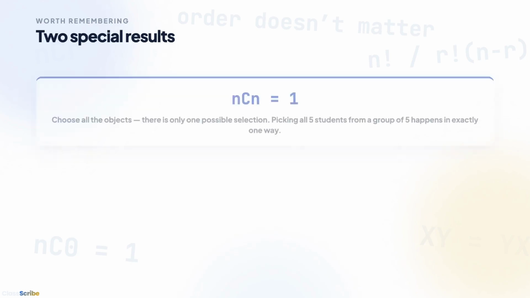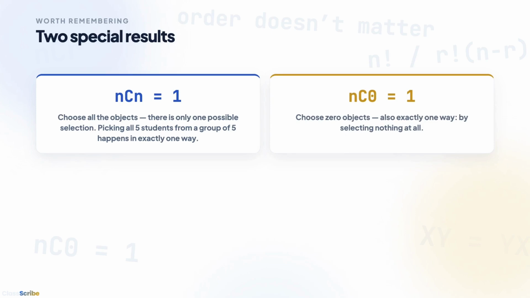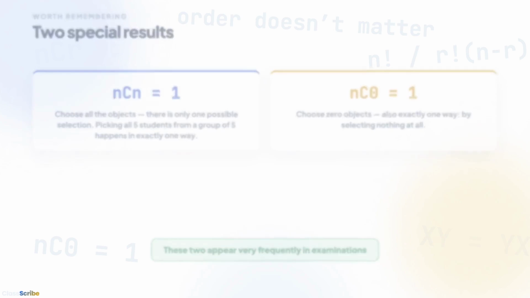There are also a few special results that are useful to remember. First, if we choose all the objects, there is only one possible selection. For example, choosing all 5 students from a group of 5 can happen in only one way. So nCn is always equal to 1. Similarly, choosing 0 objects can also happen in exactly one way, by selecting nothing at all. So nC0 is also equal to 1. These two results appear very frequently in examinations.